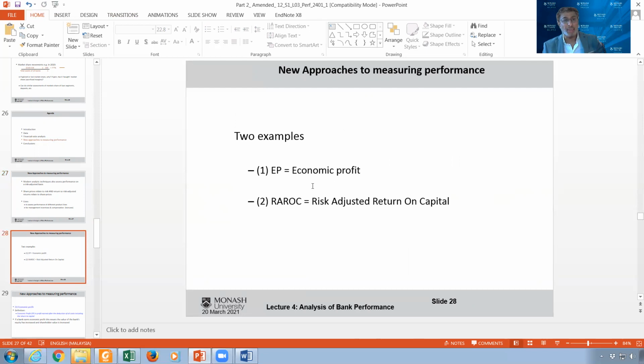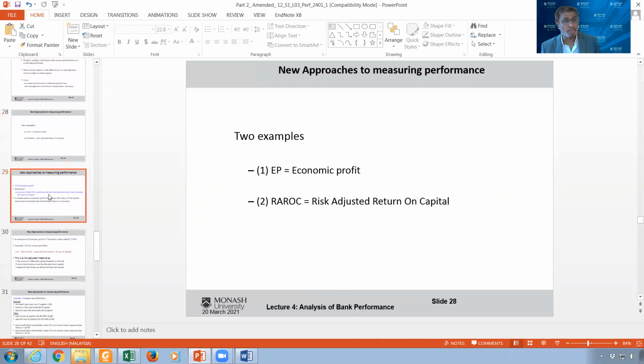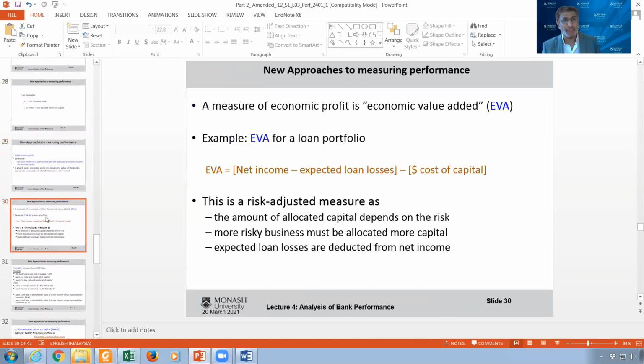So we have two measures, EVA, which is economic profit, and RAROC, which is the risk-adjusted return. Look at this example. The EVA, which is the economic value added, is net income minus expected loan losses minus the cost of capital.